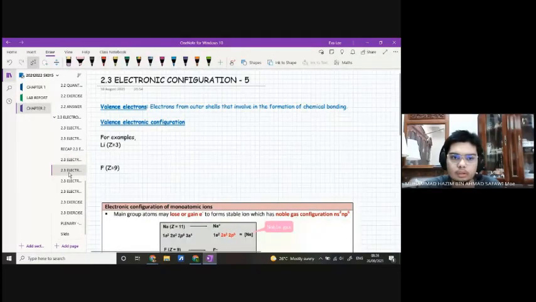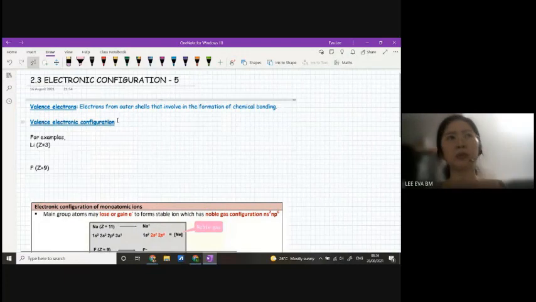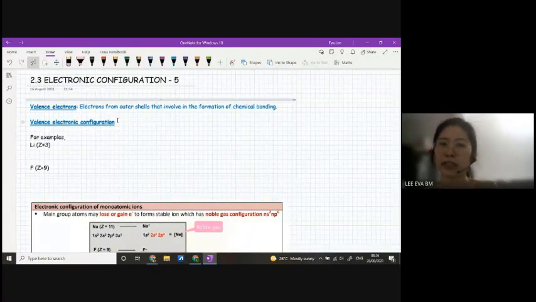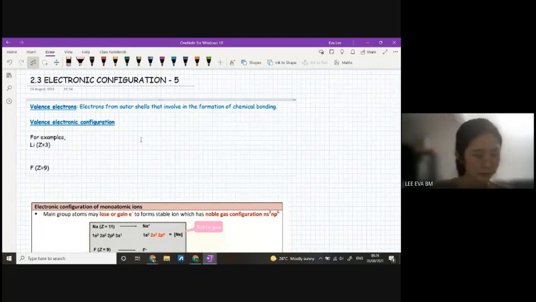So we can't actually use elements from other groups, because in other groups the last electron may be only partially filled. It's not completely filled. So we will only use the group 18 elements. All right, so we continue over here.